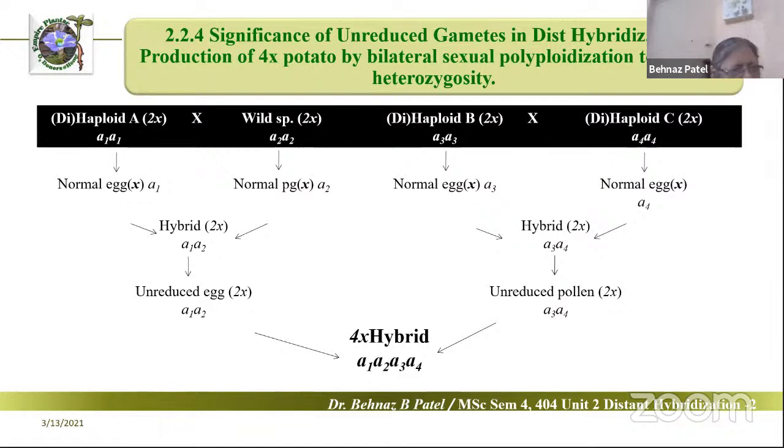So then, if at all it produces an unreduced gamete with the genotype A1, A2, we keep it. In the meantime, or simultaneously, we have also crossed two diploids, B and C, with the genotypes A3, A3 and A4, A4. So they have again produced, in a similar way as for this one, a normal egg and a normal pollen grain. I should have written normal PG here. I will make that correction. One second.